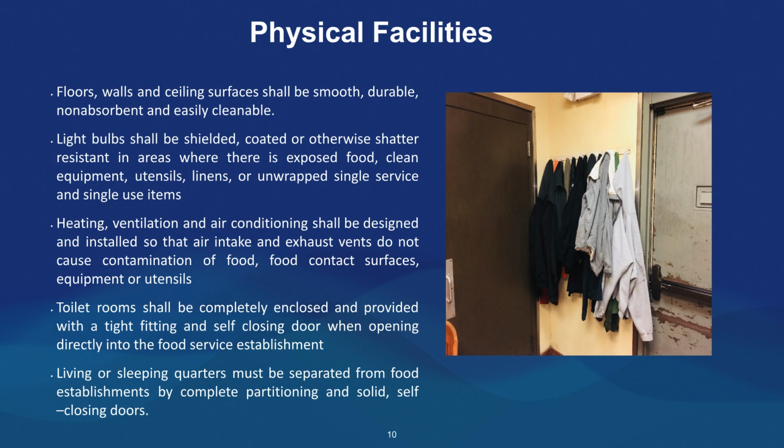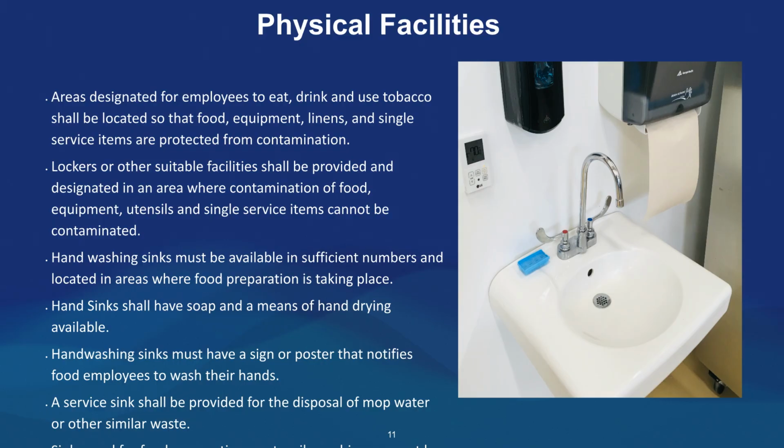Toilet rooms must be fully enclosed with self-closing doors, and living quarters must be separated by solid, self-closing doors. Areas for employee activities, such as eating and drinking, must be located to prevent contamination. Hand-washing sinks must be available and have soap and a means of hand drying. A sign must notify employees to wash their hands. Sinks for food prep cannot be used for hand washing.